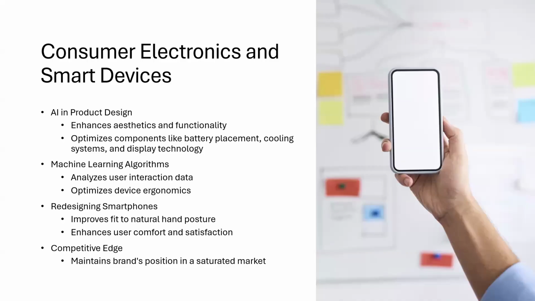So for the product design of handphones and consumer electronics, you're going to see that the components, battery, replacement, cooling system, and display technology will all be getting better. They're being optimized.